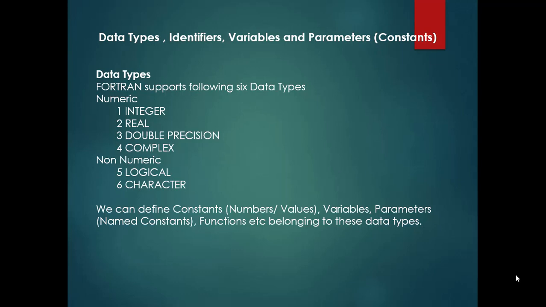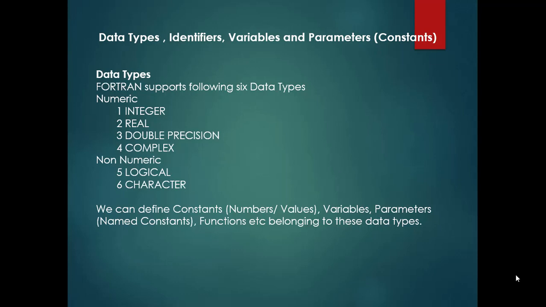Wherein in numeric we can classify it into integer, then real, double precision, and then complex. While for non-numeric, it is logical, and then the sixth one is character. So integer, real, double precision, complex, logical, and character. These are the six data types.